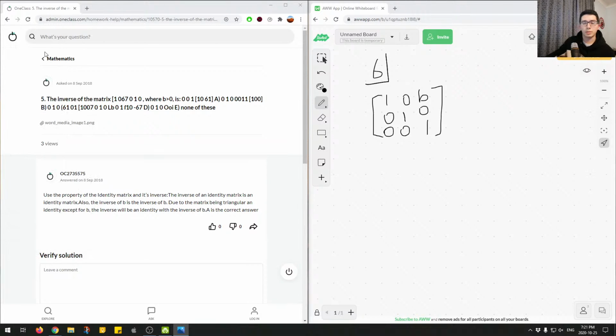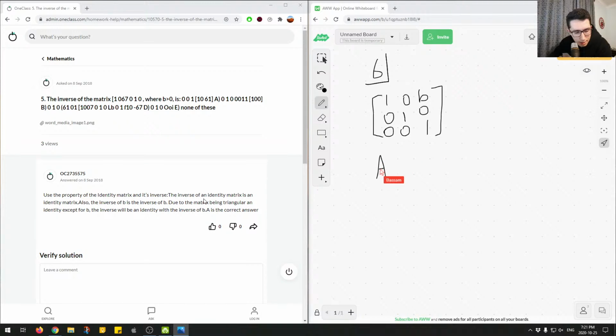So let's look at what the junior tutor proposed. Use the property of the identity matrix and its inverse. The inverse of an identity matrix is an identity matrix. Also, the inverse of b is the inverse of b due to the matrix being triangular. So A is the correct answer. Let's go through how we think about doing this. One thing to note when you're looking at this question is the following.